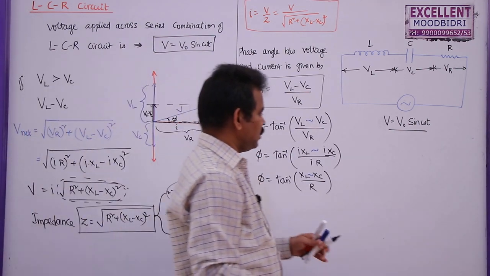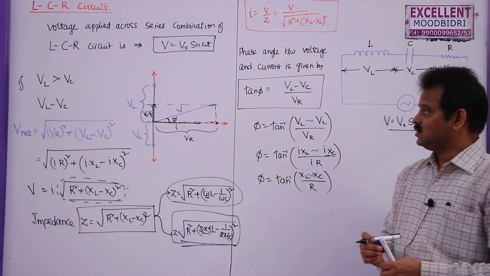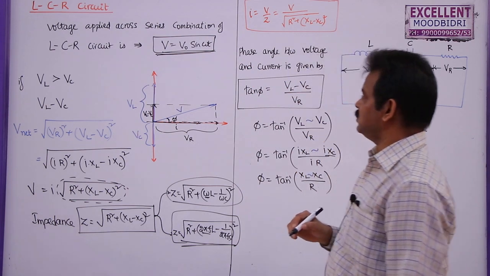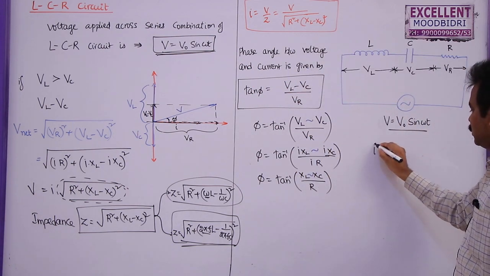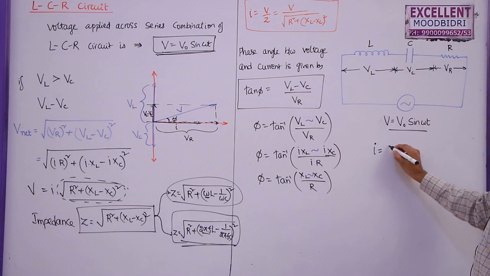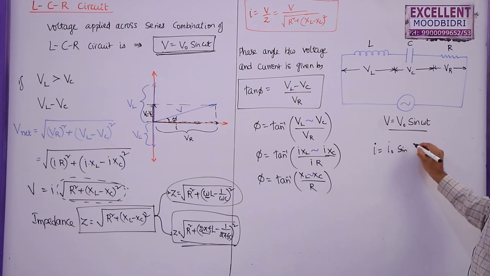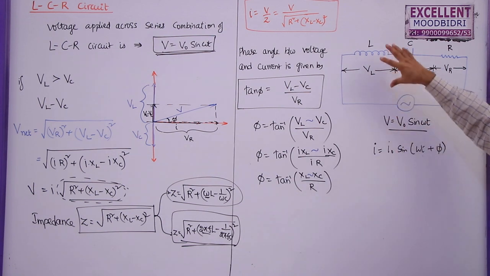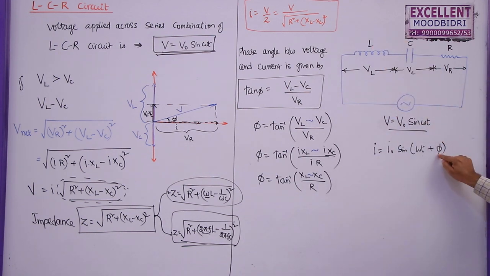Once you get this phase angle, now we can write the actual voltage. The applied voltage is V is equal to V naught sin omega t. So what is the current that is passing through this LCR circuit? I is equal to I naught sin omega t plus phi. Remember, in a pure inductor circuit, this phi is minus 90 or minus pi by 2. For a pure capacitor circuit, this is plus 90 degrees or pi by 2 radians. In a pure resistor circuit, this will be 0.